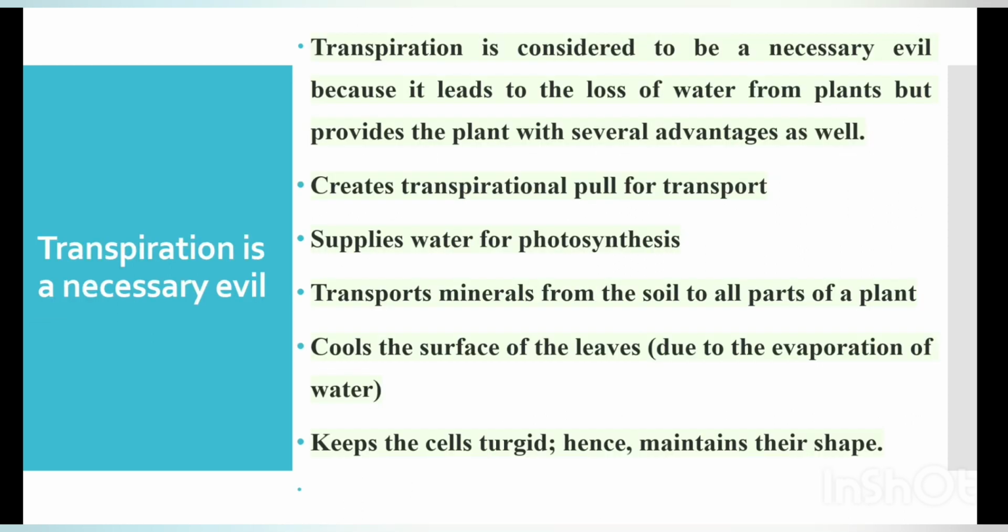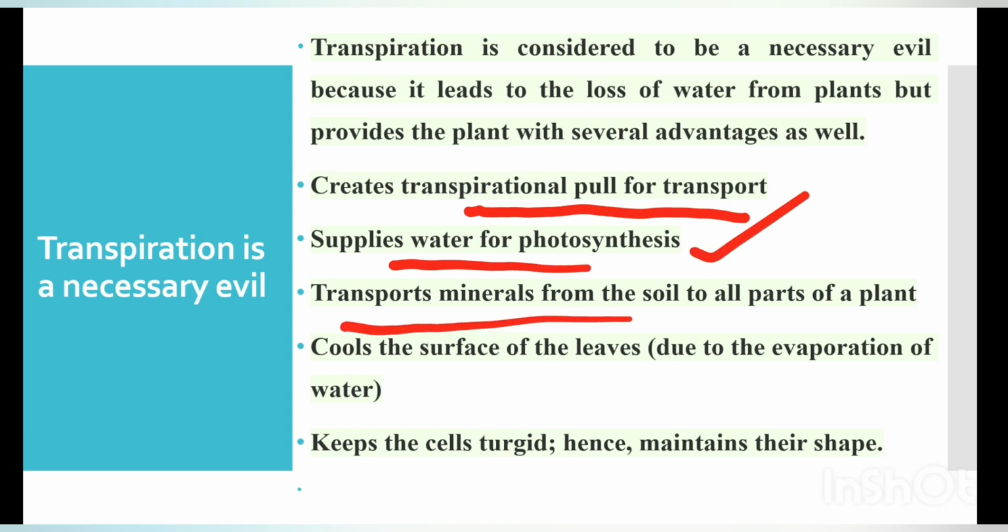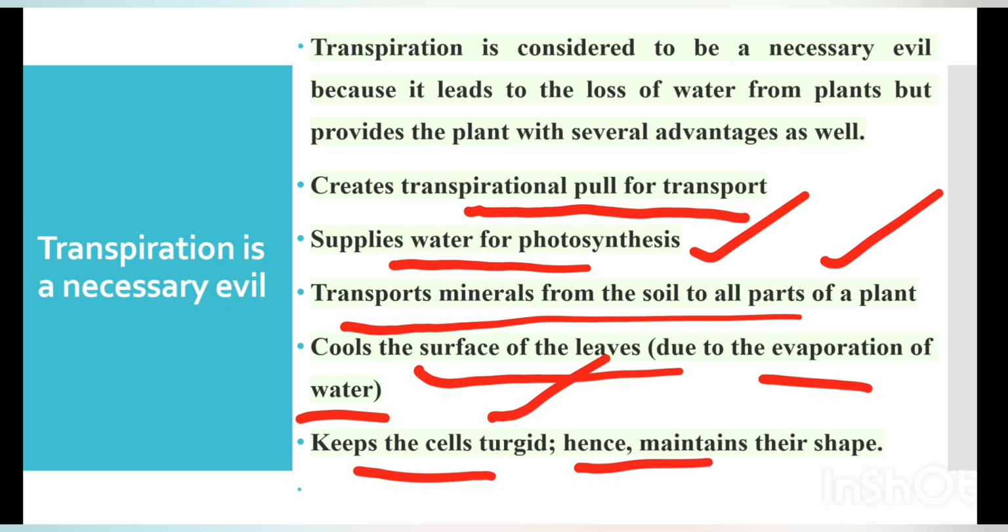Then, how is transpiration a necessary evil? Transpiration is considered to be a necessary evil. Evil means bad, and necessary means important. So at the same time it is a good thing and a bad thing, because it leads to loss of water from the plant, but it provides the plant with several advantages. So what are the advantages of transpiration? It creates the transpirational pull, and due to this pull the upward movement of water, or transpirational ascent of sap, occurs. Then it supplies water for photosynthesis, transports minerals from the soil to all parts of the plant, cools the surface of the leaf due to evaporation of water, and keeps the cells turgid. So these are the advantages of transpiration.